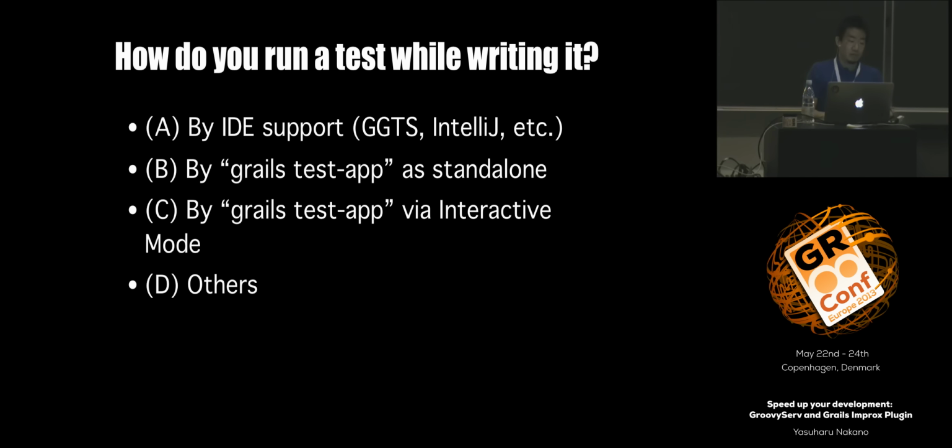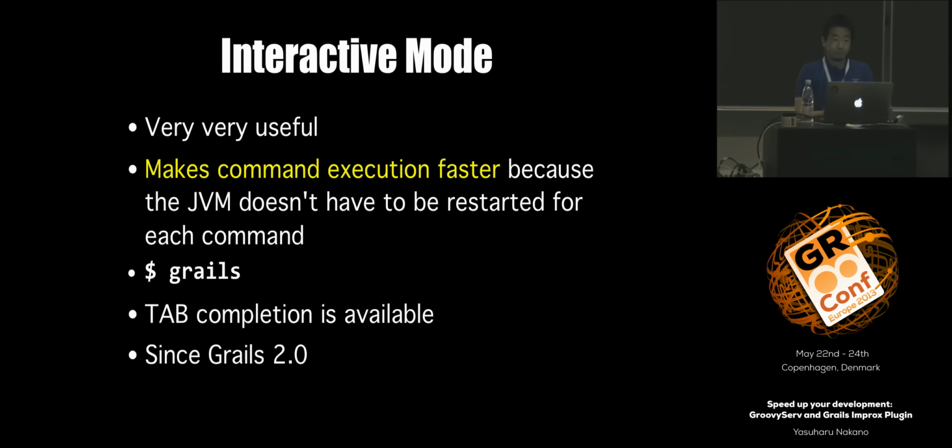About C, interactive mode is a great feature of Grails. I love it. Interactive mode is very useful. It makes command execution faster because the JVM doesn't have to be restarted for each command. The reason it's fast is similar to GroovyServ. To get into interactive mode, you just run the grails command with no arguments. And tab completion is also available.